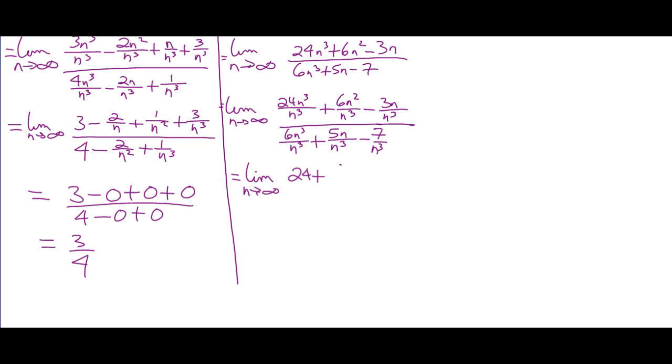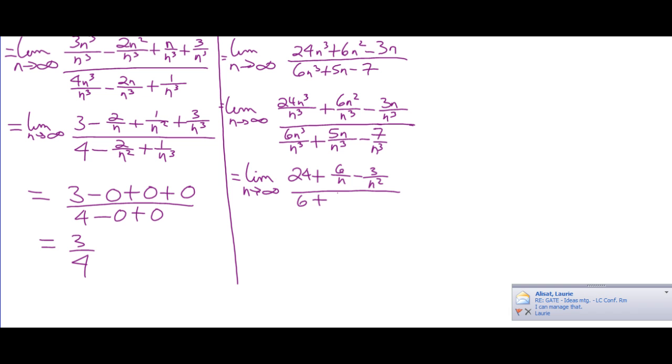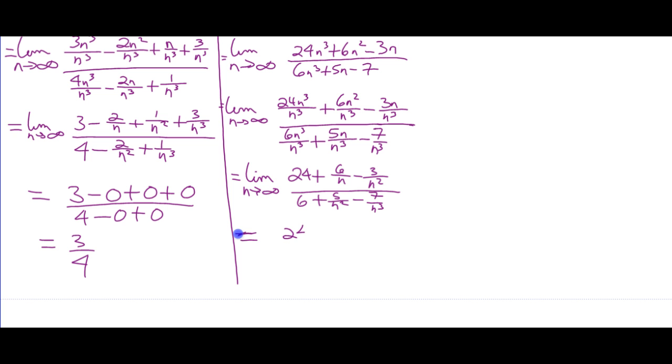Okay, 24 plus 6 over n minus 3 over n squared, over 6 plus 5 over n squared minus 7 over n cubed. Equals, so 24 plus 0 minus 0 over 6 plus 0 minus 0 is equal to 4. Questions? Pretty straightforward stuff, right?